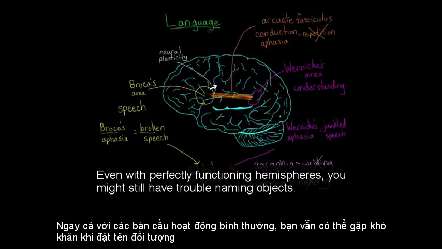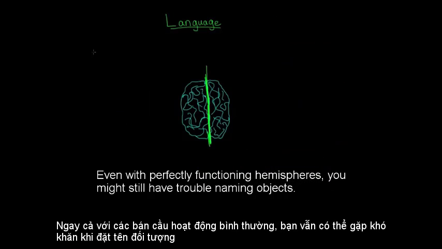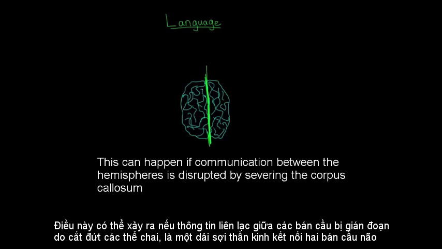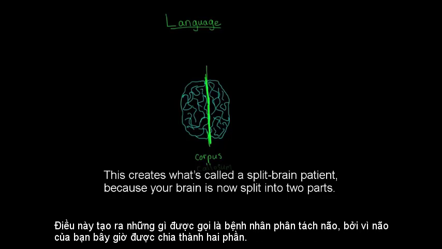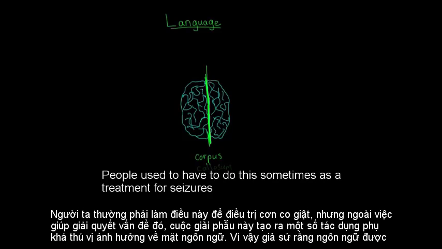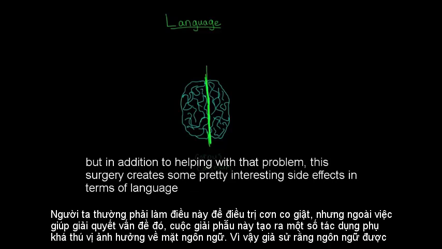Even with perfectly functioning hemispheres, you might still have trouble naming objects. This can happen if communication between the hemispheres is disrupted by severing the corpus callosum, which is a thick band of nerve fibers that connects your brain's two hemispheres. This creates what's called a split brain patient because your brain is now split into two parts. People used to have to do this sometimes as a treatment for seizures, but in addition to helping with that problem, this surgery creates some pretty interesting side effects in terms of language.